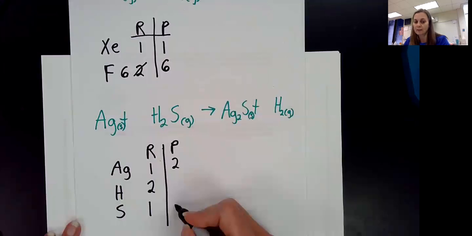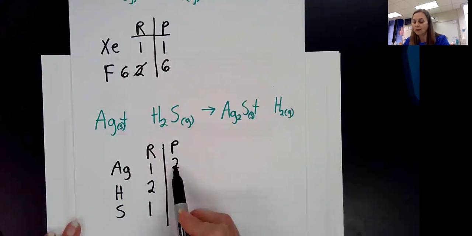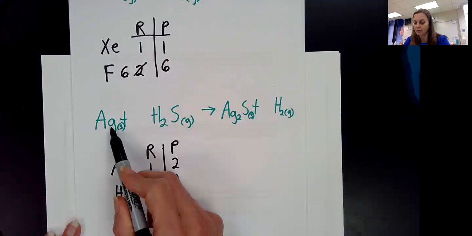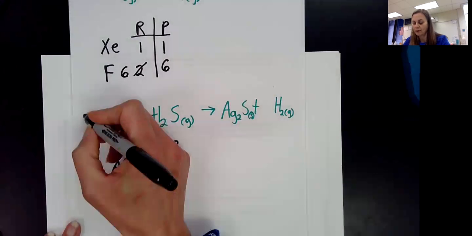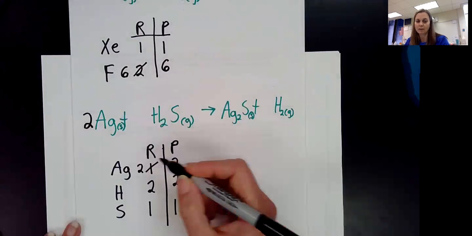So the only thing that needs to be fixed is the silver. I have 2 on the product side and only 1 on the reactant side. So again, a pretty simple fix. If I put a 2 here, now I have 2 silver and the numbers are the same on the reactant side and the product side.